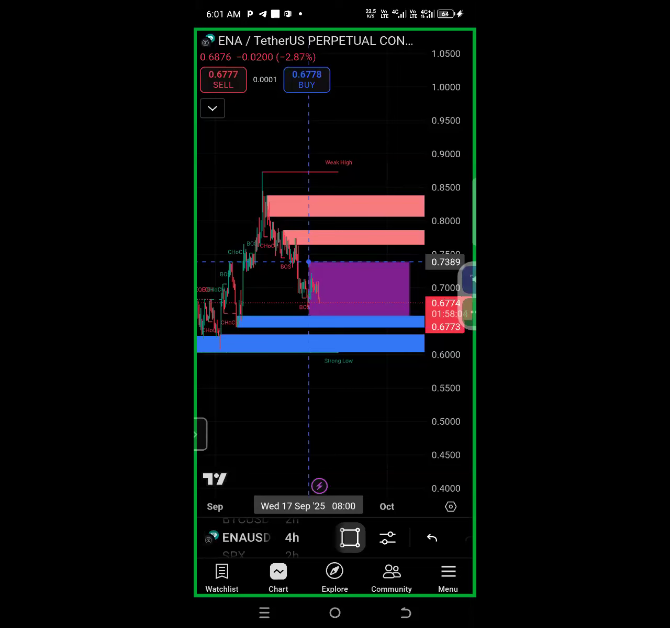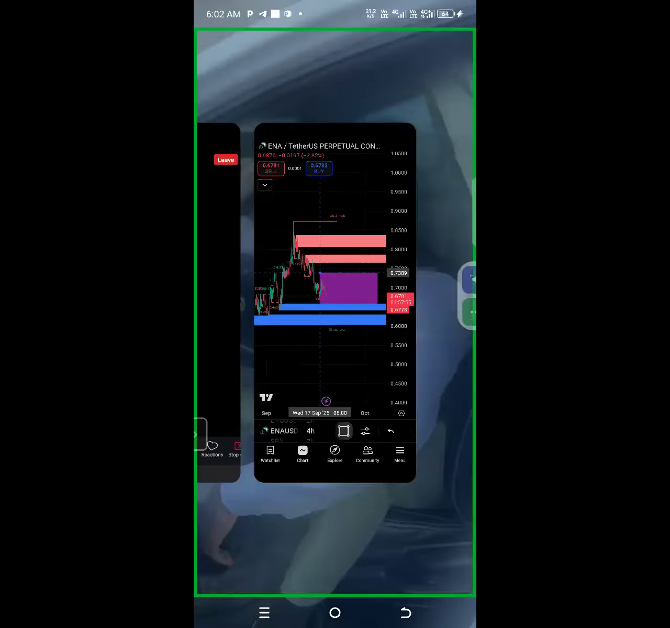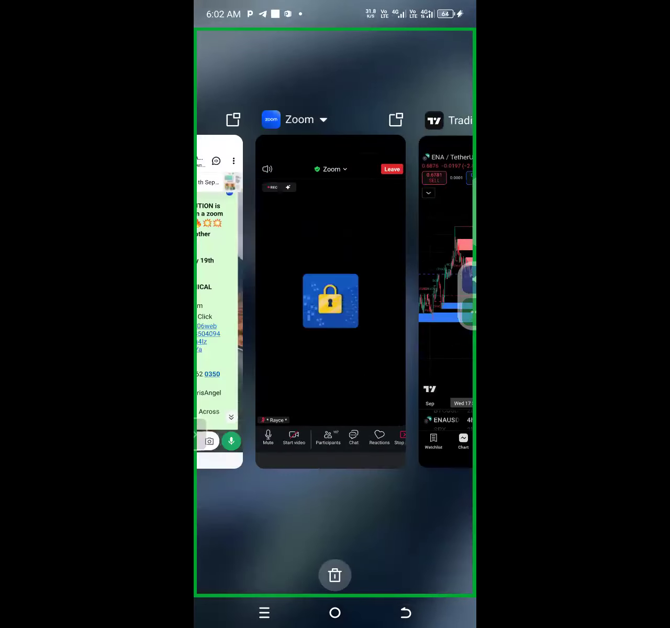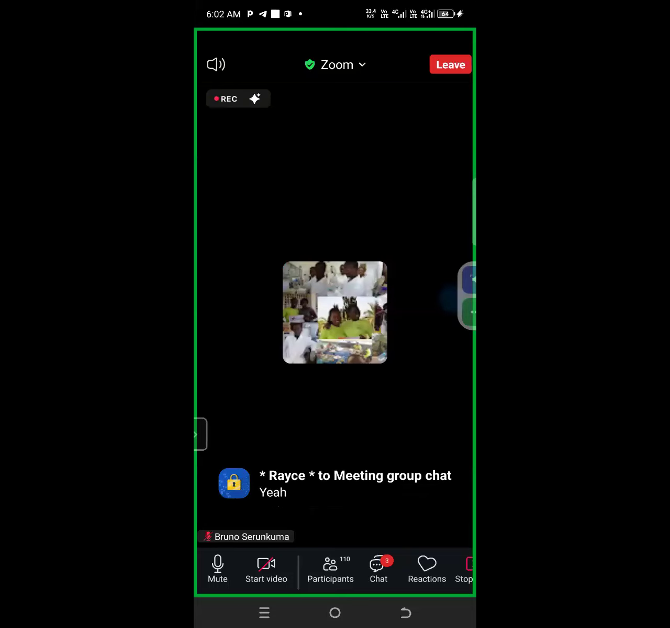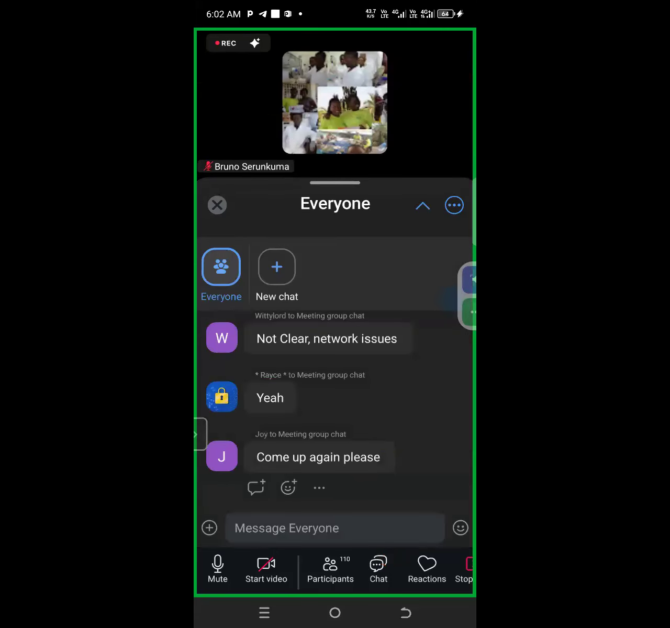So I believe it's clear. Let me know if you're with me. By the time, you had not drawn the rectangle, so we didn't see it.